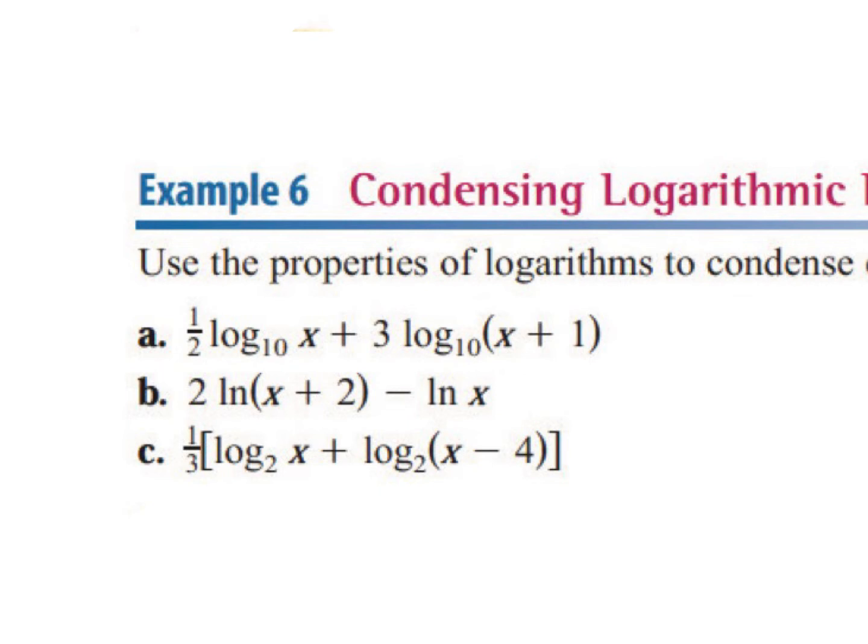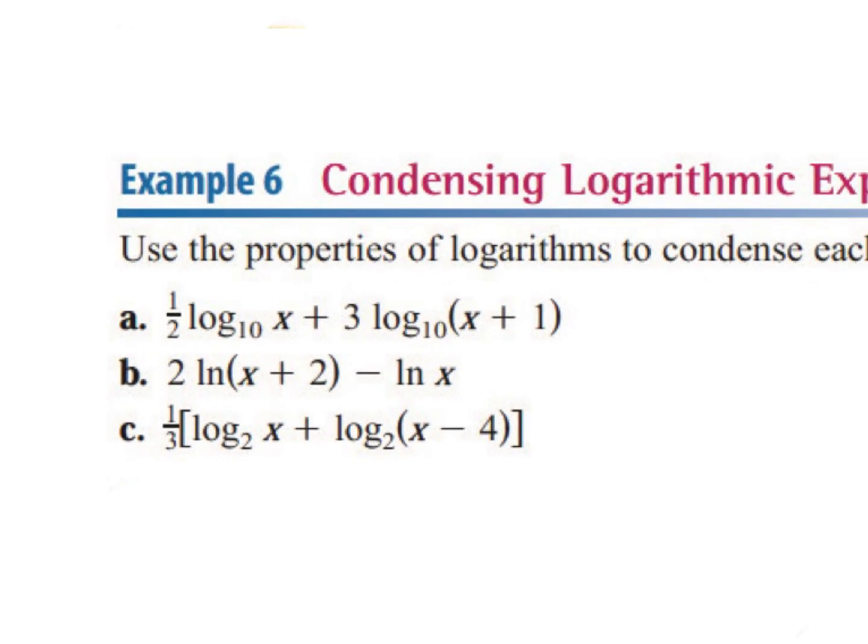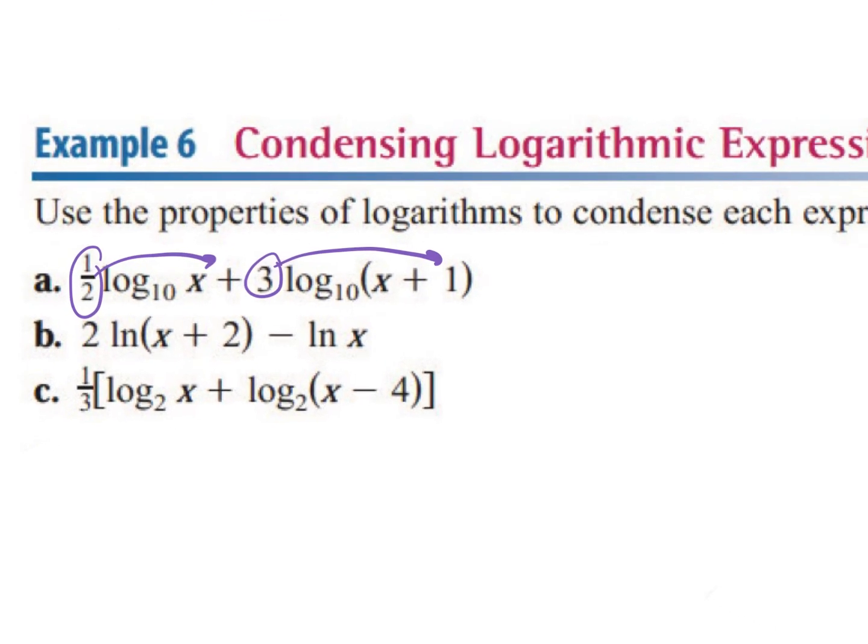All right, now let's look at example 6. So here we are condensing our logs. So anytime we have a coefficient in front of the log, we do the opposite of the power property. We'd take that and make it the exponent. So we would take this and make it the exponent. So it's just the exponent of whatever that log is attached to.